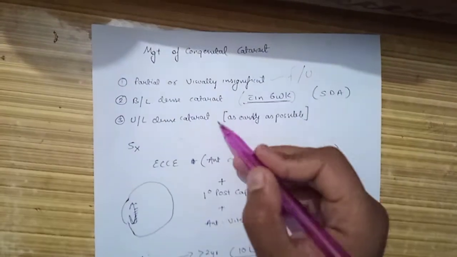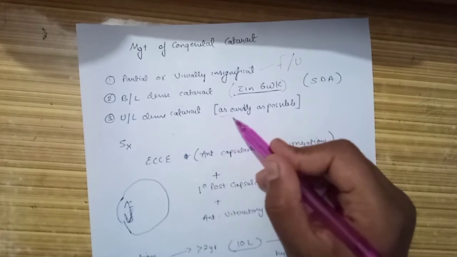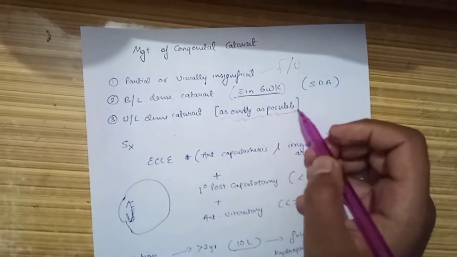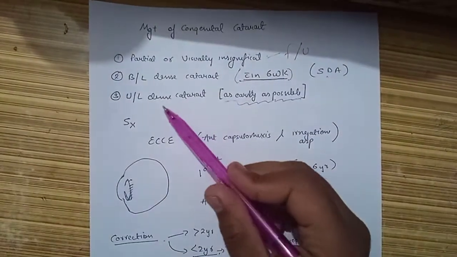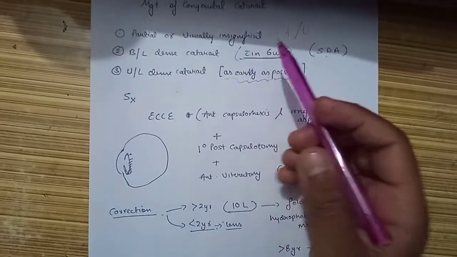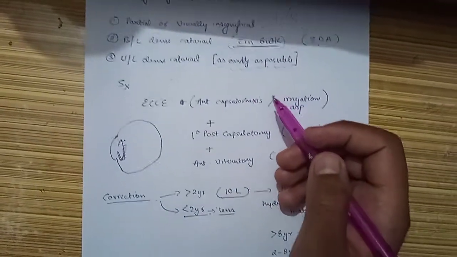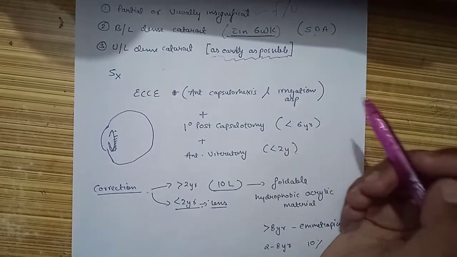The another condition is unilateral dense cataract. Okay, so this condition needed to be treated as early as possible, again to prevent sensory deprivation and amblyopia. Now the surgery that we do in the case of congenital cataract, we all know about it and we have already discussed while discussing the surgeries of intraocular lens implantation.